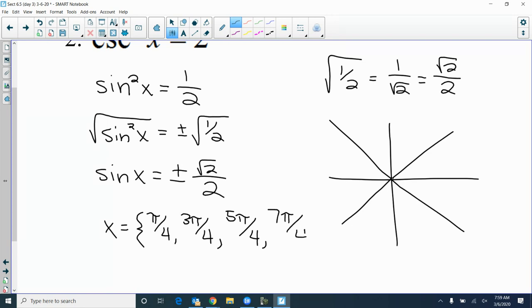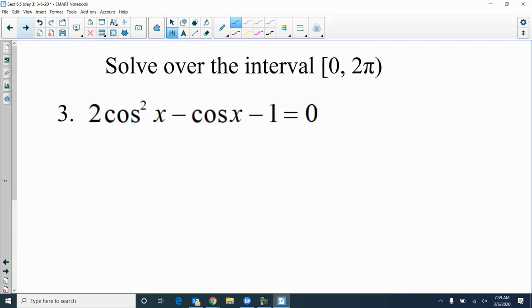and 7 pi over 4. Okay? Pi over 4, 3 pi over 4, 5 pi over 4, 7 pi over 4. So if you take the square root, you got to watch for the plus or minus. Make sure you account for that. And like I said, all of these will have a reference angle of 45 degrees. All right, so that's one with a cosecant square.